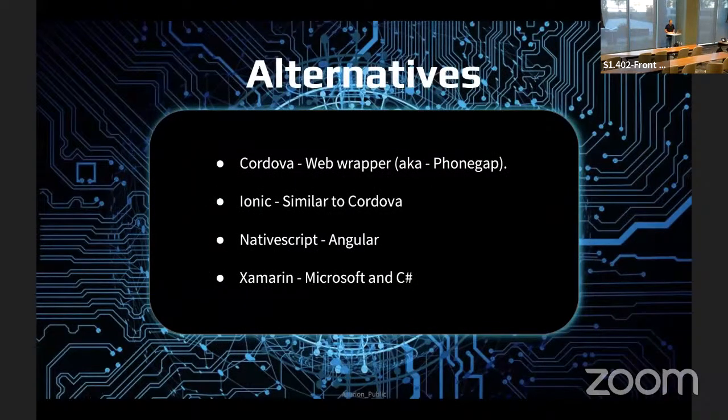So some alternatives, Cordova used to be called PhoneGap back in the day. We used this a lot back when we were writing a bunch of iPad apps, especially for shop floor stuff. We're mostly web developers, so we used PhoneGap quite a bit. The negative to it is it's a web wrapper, right? And then Ionic, very similar, NativeScript, and then Xamarin is sort of Microsoft's take on building things in C#.